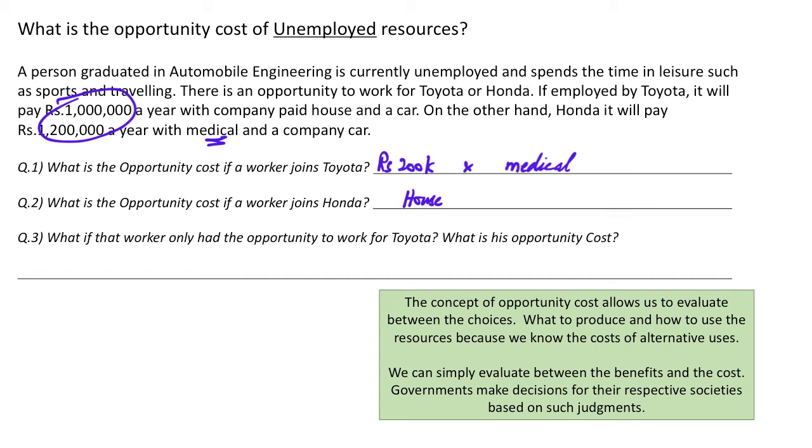Question number 3 says, what if the worker only had the opportunity to work for Toyota? That means Honda doesn't exist. Now, this is where the difference comes between a human and any other natural resource. For a human, if the human is not working, he always has an opportunity cost of the leisure time that he has. So for human resource, the alternative is the leisure time they will give up.